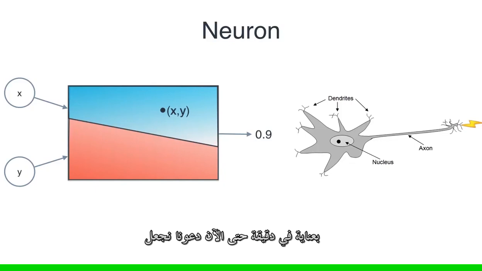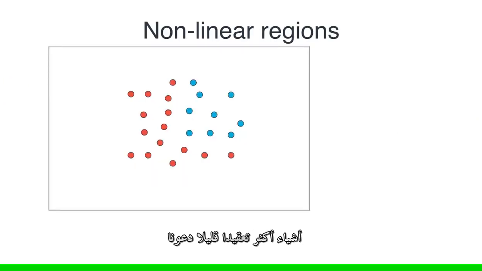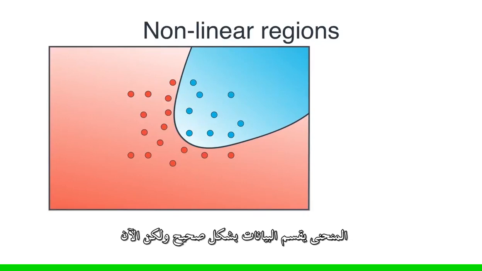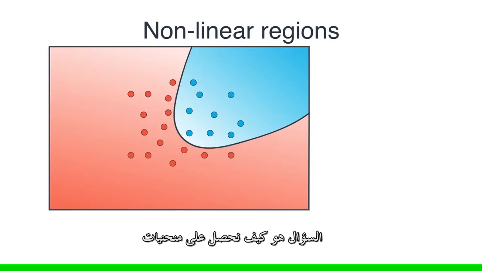So now let's make things a little more complicated. Let's say our data looks like this, the red points and the blue points. And now we want to split it. But now we can't really use a line because this data is not linearly separable. So what's the next thing after a line? Well, we can use a curve like this, right? This curve correctly splits the data. But now the question is, how do we get curves?